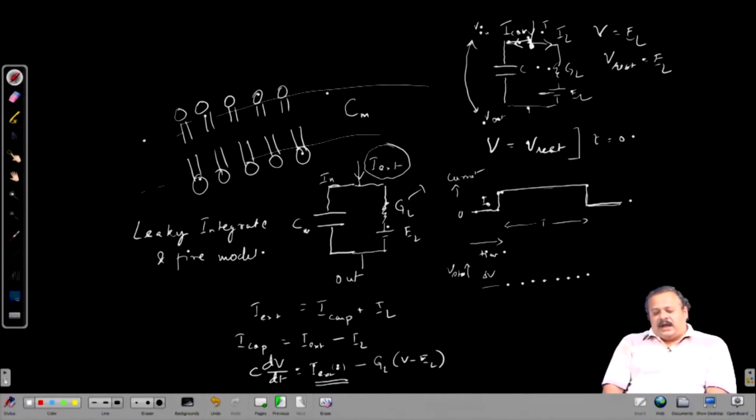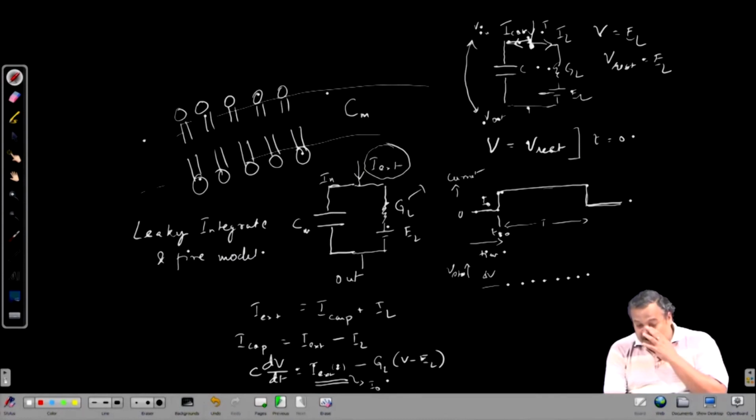In this case, let us say that this is time 0, and our current jumps to I naught. Our voltage was at V rest at that time point. So, our differential equation here will change to C dV dt equals I naught minus G L into V minus E L. We replace I external by I naught, apply the initial condition that V equals E L at t equals 0, and solve this equation.